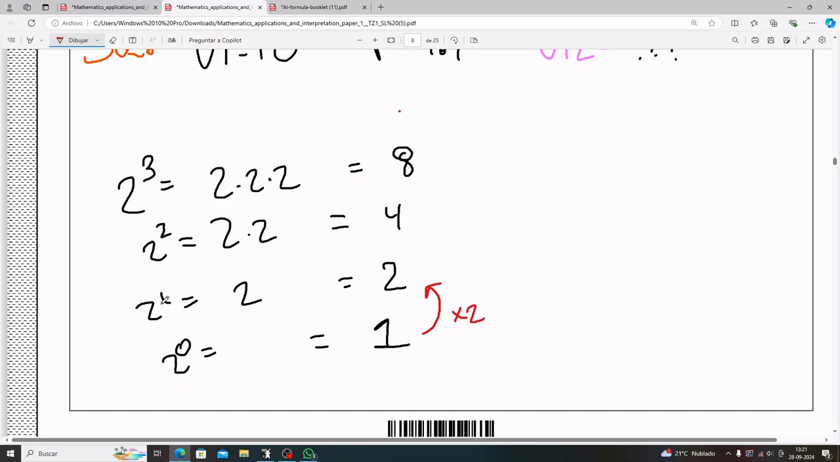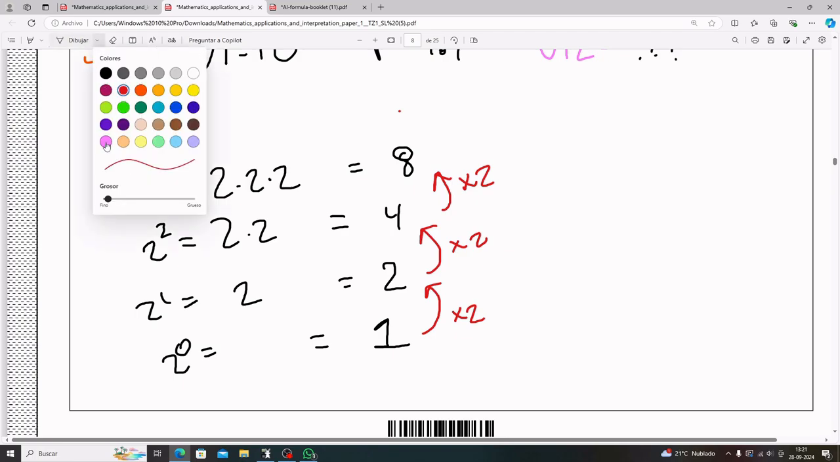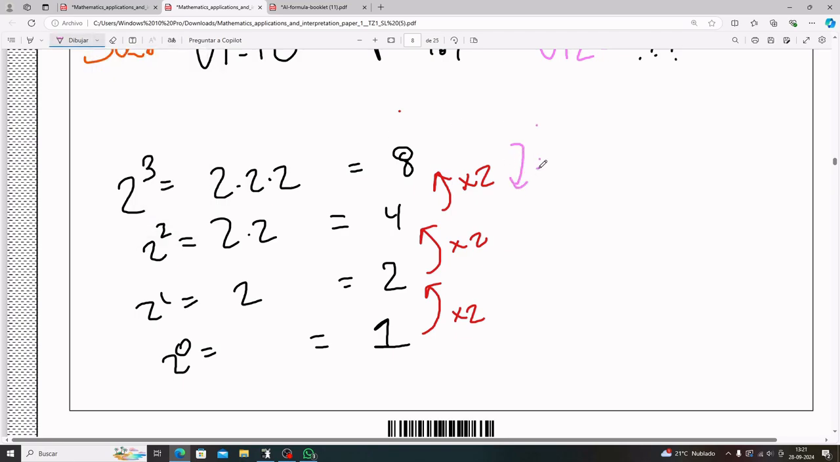If you're going to go from 2 to the power of 1 to 2 to the power of 2, you have to times 2 again. You have to times 2 again. So 1 times 2 is 2, 2 times 2 is 4, 4 times 2 is 8. Makes sense. And if you want to go backwards, you have to divide by 2.